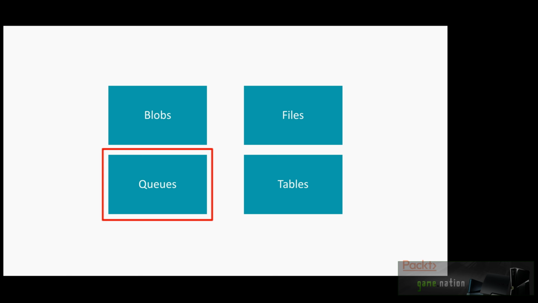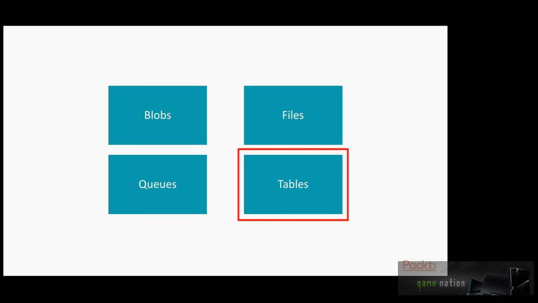Then we have the queue storage, which can store the information in a queue data structure, first come, first served. Then we have the table storage service, which can store the data in the format of key value pairs and can be used to replace the most normal relational database requirement.